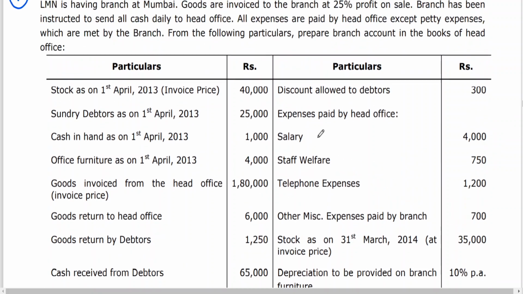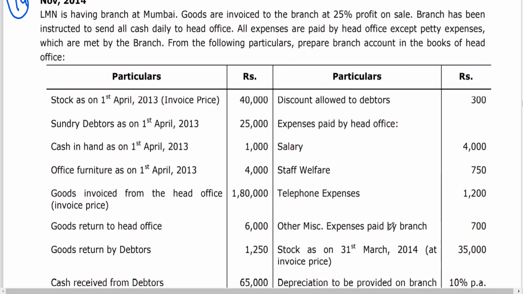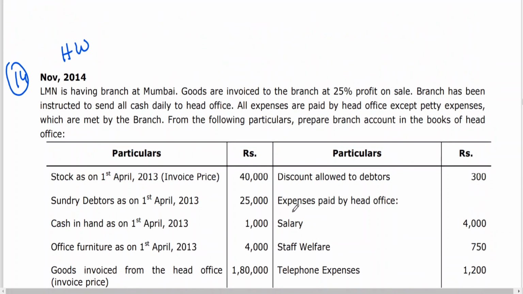That's it. Closing balance. These three expenses paid are the expenses paid by the branch, because he has given that petty expenses are met by the branch. Other miscellaneous expenses are nothing but petty expenses. I think you can do this. I am giving this as homework to you. So I think totally five problems, and this is 6 and 7, which I am giving as homework. Around 7 problems you have done on the debtors method.